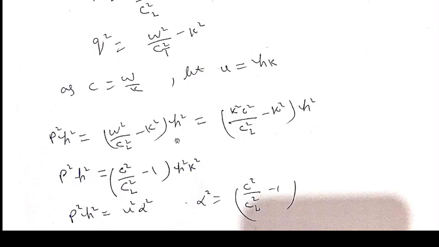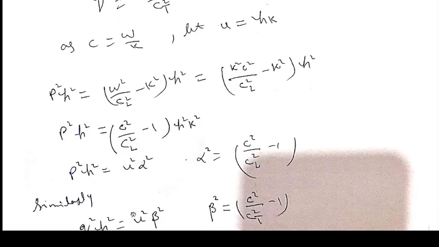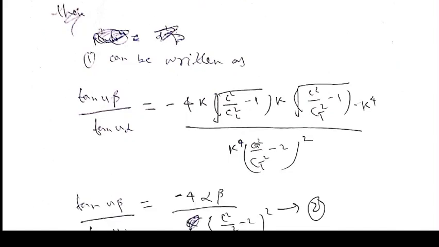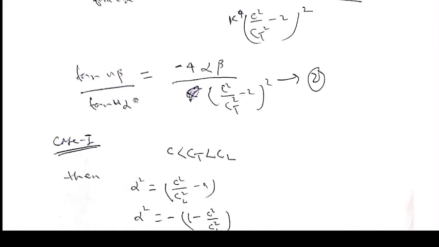Using this, we can write P squared h squared as u squared alpha squared, where alpha squared is this, and Q squared h squared is equal to u squared beta squared, where beta squared is this. Then we can write equation number 1 in the following form, which is equation number 2, where we have alpha and beta, and we have the reduced u. What is u? u is the normalized wave number.